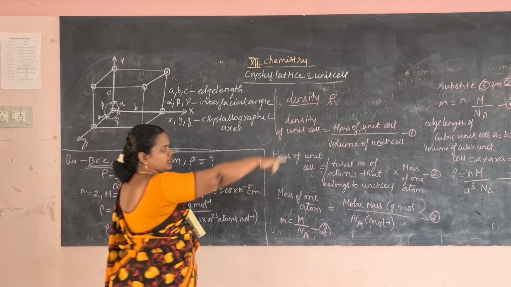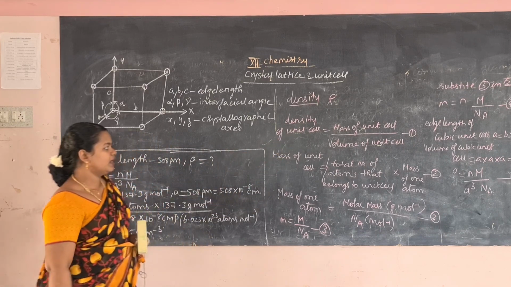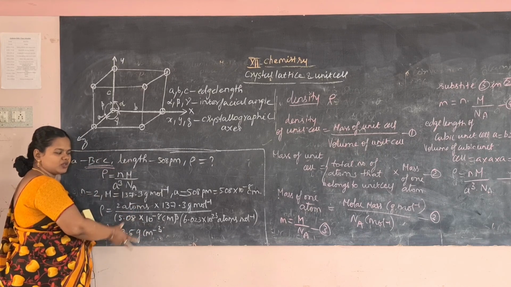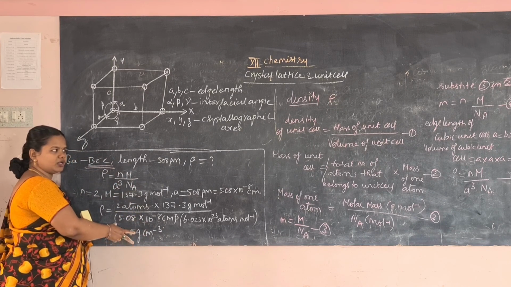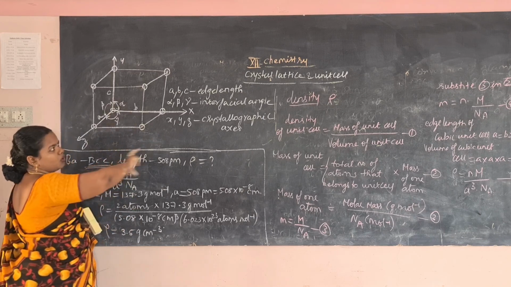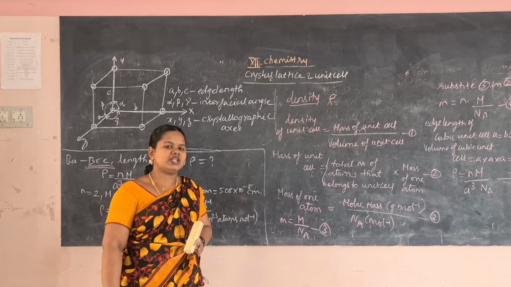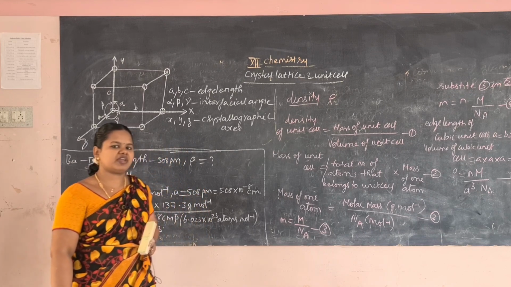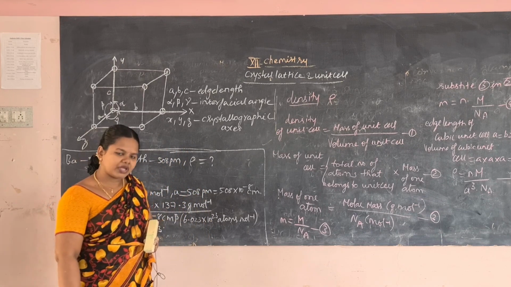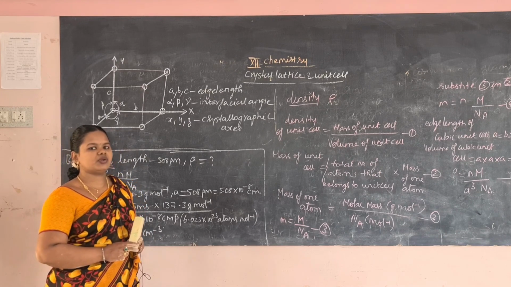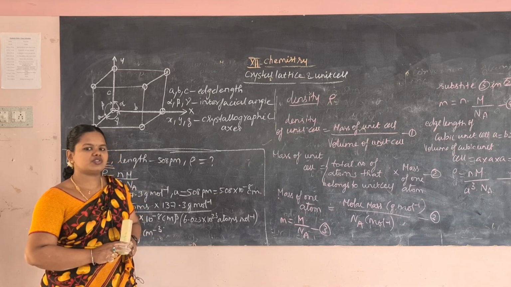So that is the derivation of that one, that is very important. Then we have learnt how to calculate the density using one problem. So this problem you can copy in your note, and you must know all the terms that are used in solid state: phases, edge length, interfacial angle, crystallographic axis, and interplanar distance. Everything you must know. I hope you understood today's class. Thank you for listening to me. Thank you.